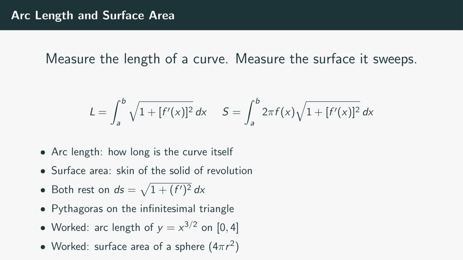Both formulas share one factor, the square root of 1 plus f prime of x squared dx. That's the length of an infinitesimal piece of the curve, the slant hypotenuse of a tiny triangle with legs dx and dy. Pythagorean theorem on an infinitesimal triangle, integrated. Two formulas, one geometric idea. Let's build it.